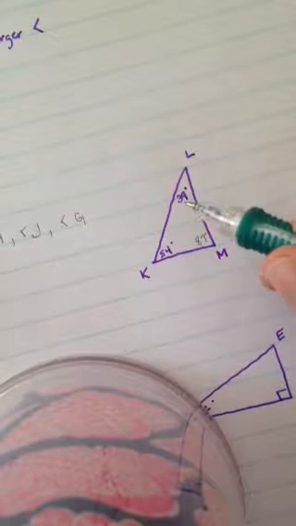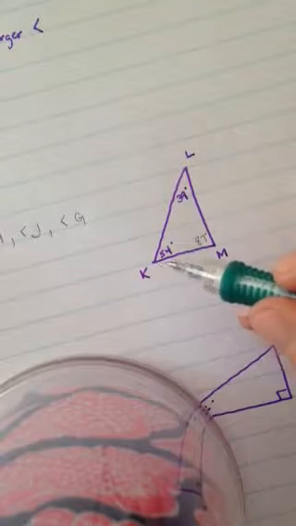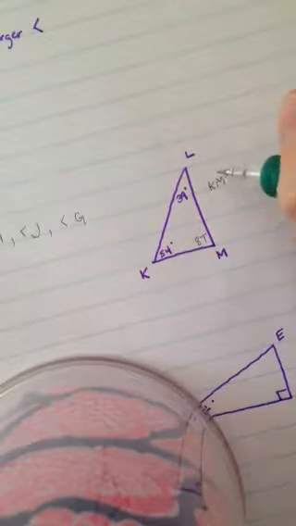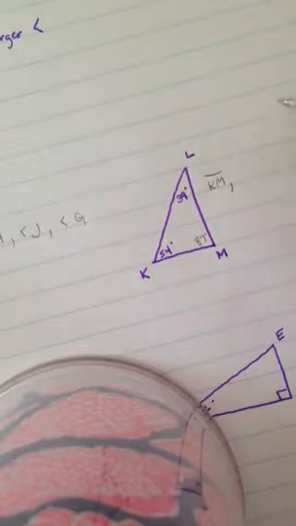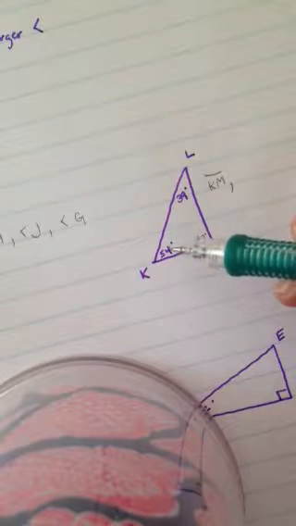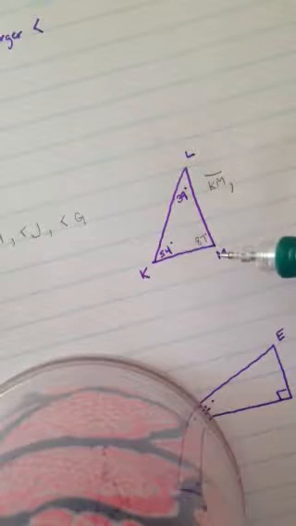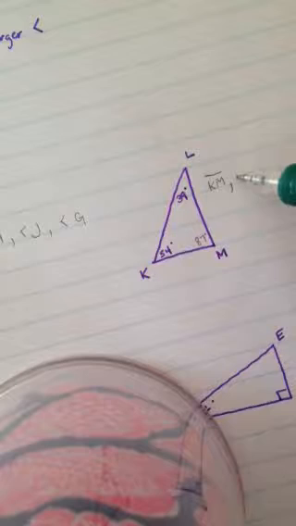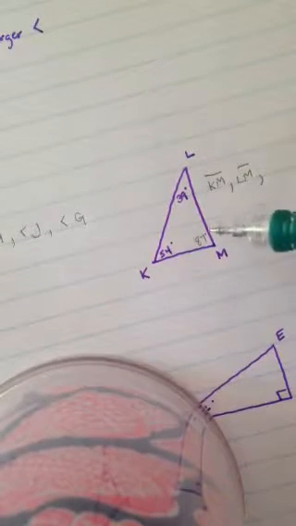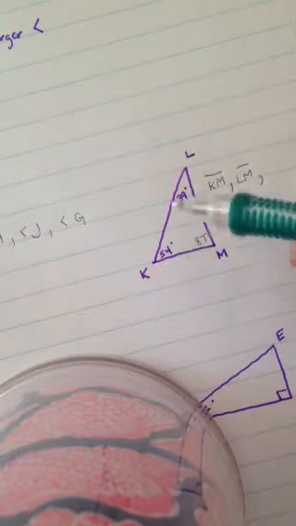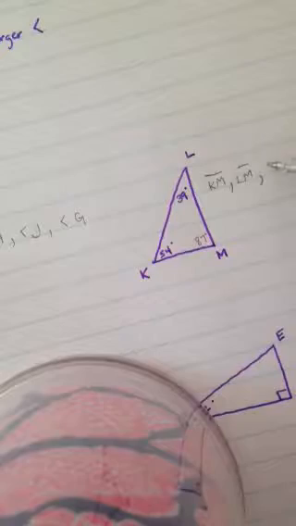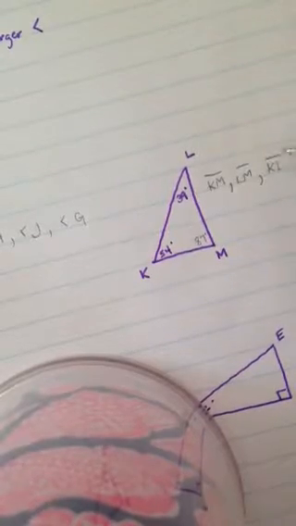Our smallest angle is angle L, so our smallest or shortest side is going to have to be side KM, or line segment KM. So remember, we're going shortest to longest this time. Our next smallest angle is going to be angle K, so our next side length is going to be LM. And lastly, our largest angle is M, therefore our longest side is going to be KL. All right, pretty easy on that.